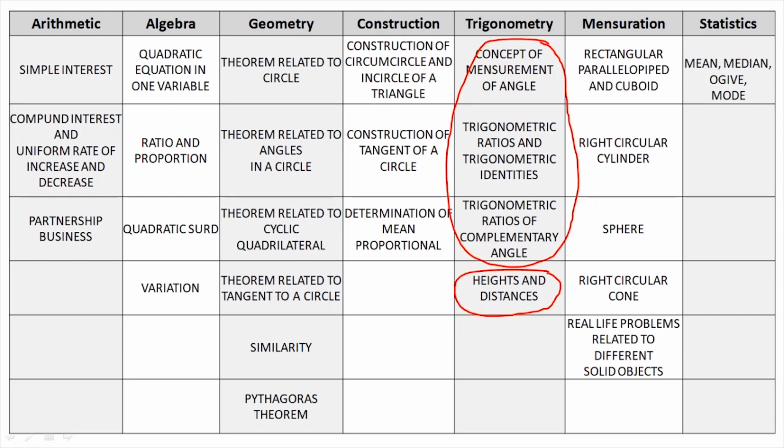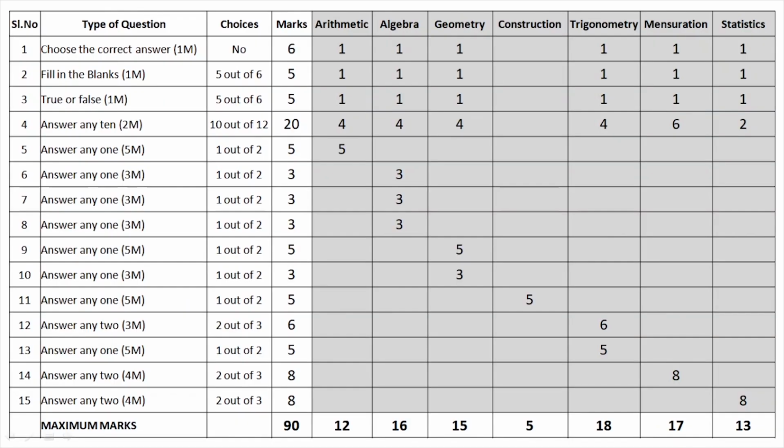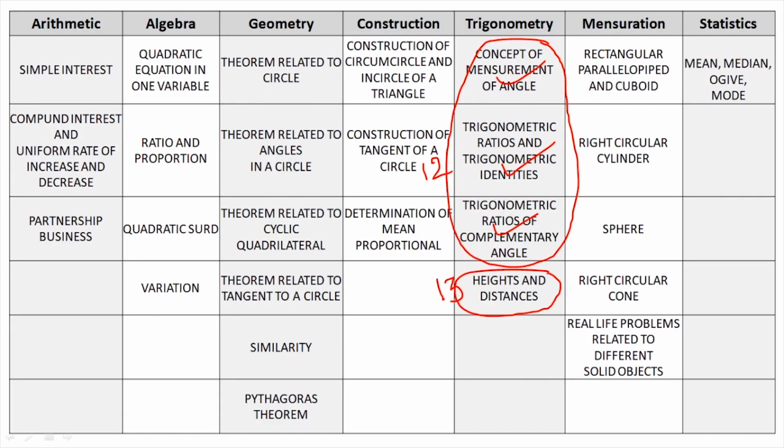So this is question number 12 and this is question number 13. Question number 14 will be a 4 mark. There will be 3 questions and you have to do 2, so the total marks will be 8. So that will be from mensuration. So what are the chapters involved? Chapters involved will be all of this.